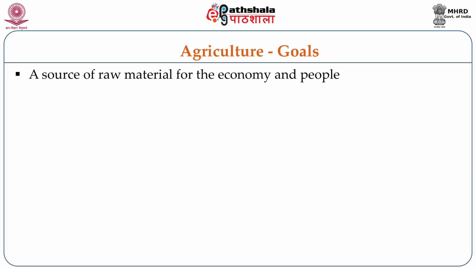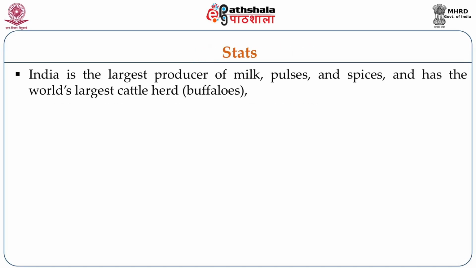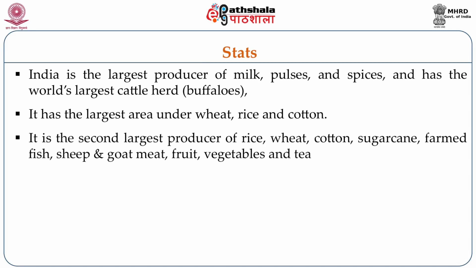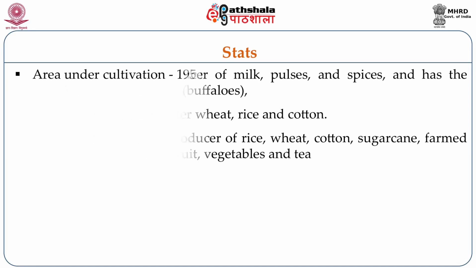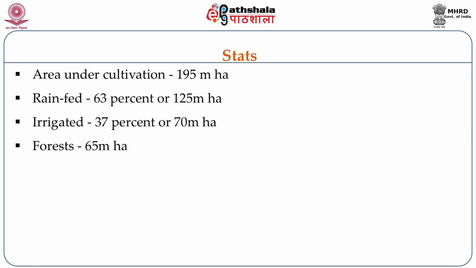The goal of agriculture, as a sector, is essentially to provide raw material for the economy and people, for employment generation, for poverty reduction, and agricultural growth. What do the statistics show? India is the largest producer of milk, pulses, spices and has the world's largest cattle herd. It has the largest area under wheat, rice and cotton in the world. It is the second largest producer of rice, wheat, cotton, sugarcane, farmed fish, sheep, goat, meat, fruit, vegetables and tea. If you want to look at it in terms of areas under cultivation, 195 million hectares are being farmed in India.